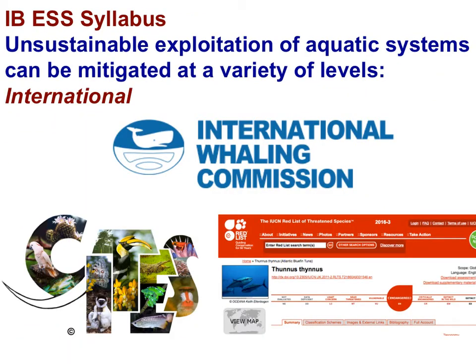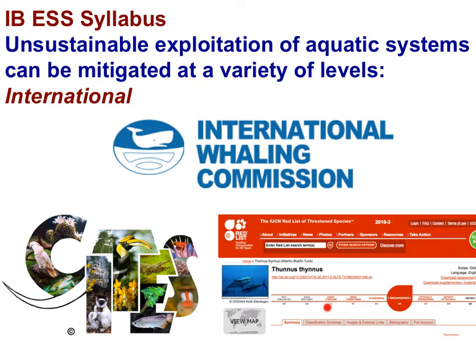Let's start with strategies that mitigate unsustainable fishing at the international level. So hear that, international level. The International Whaling Commission sets regulations on whaling. CITES is the IUCN Convention on the International Trade of Endangered Species. A CITES Appendix A species cannot be traded under any circumstances.